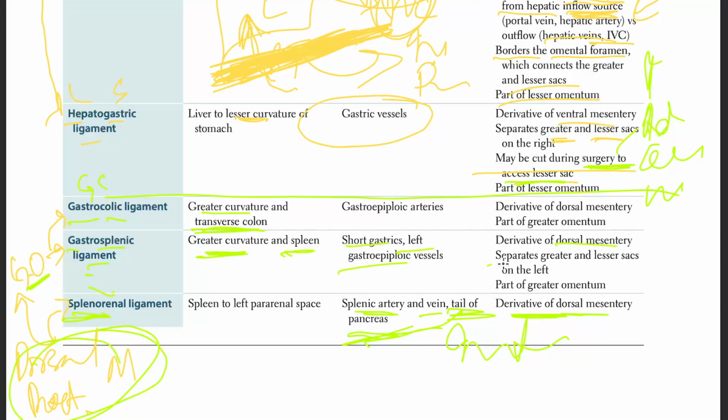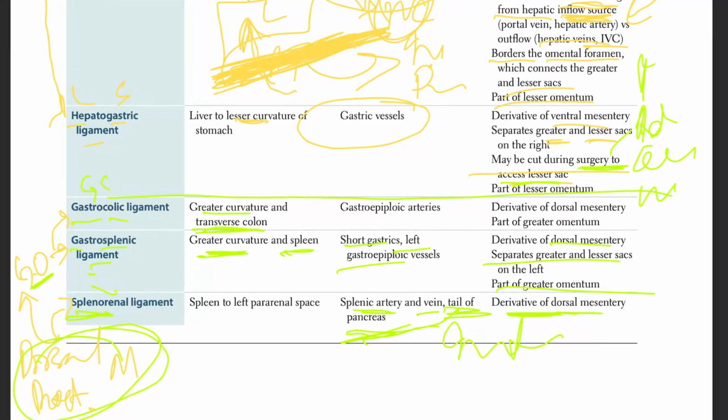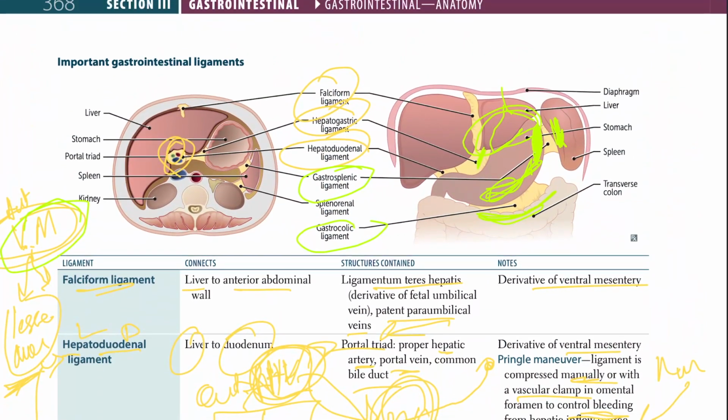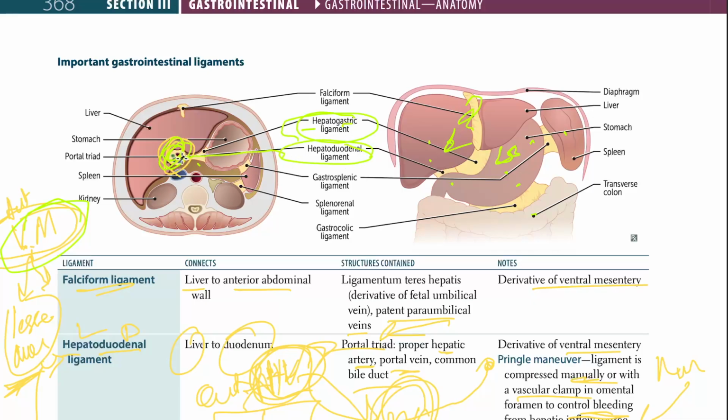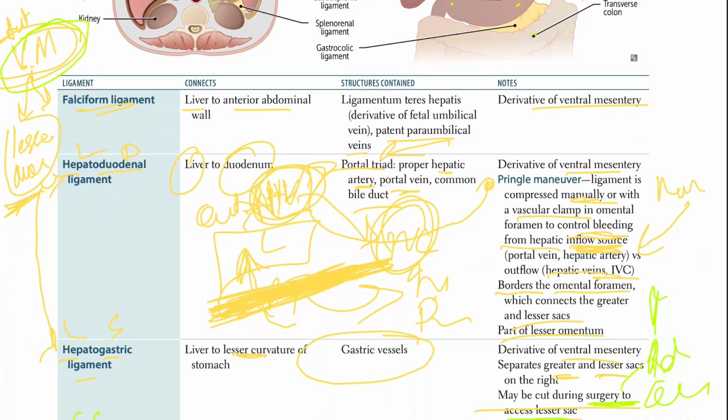It is a derivative of the dorsal mesentery, and it separates the greater and lesser sac on the left part of the greater omentum. So basically you're going to take a look at a picture and understand, and it's super easy if you name them here. This is the falciform. This is connecting the liver to the lesser curvature of the stomach. So you have the hepatogastric. From the hepatogastric, you have the hepatoduodenal, the gastrocolic, the gastrosplenic. Just by looking at it, you can tell. But the important thing is, what does it contain? The hepatogastric contains the gastric vessels, while the hepatoduodenal contains the portal triad. That is important, for the Pringle maneuver and the gastric bands.